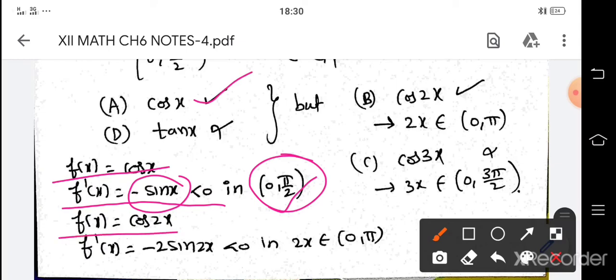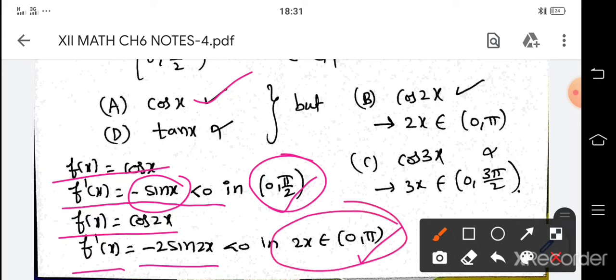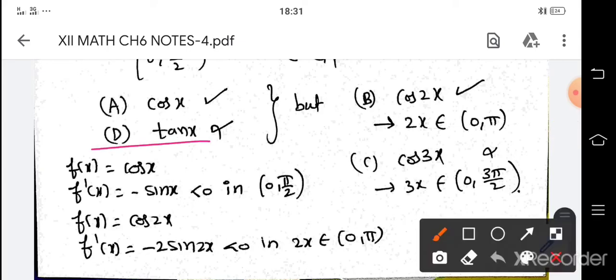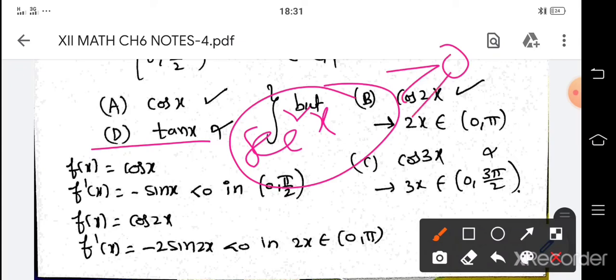Then f of x is cos 2x, f dash of x is equal to minus 2 sin 2x, less than 0 as 2x belongs to 0 comma pi. It is less than 0 because 0 comma pi is quadrant 1 and quadrant 2. In quadrant 1 and quadrant 2 sin is positive, all silver. So minus 2 sin 2x is negative. So only option A and option D are right. When I take option D, tan x, what is that? Option D, tan x. The derivative of tan x is secant square x, which is always positive, greater than or equal to 0.